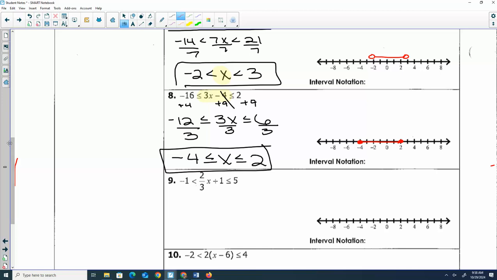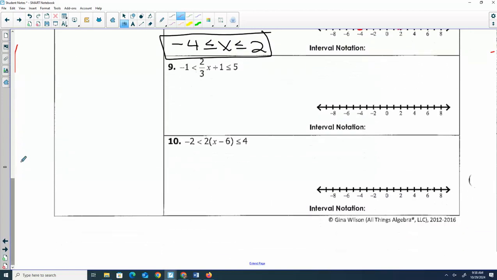What would I have to do first on this one? Subtract 1. So subtract 1 from all pieces. Negative 1 minus 1 is negative 2, less than 2/3 x, less than or equal to 4. Now what?